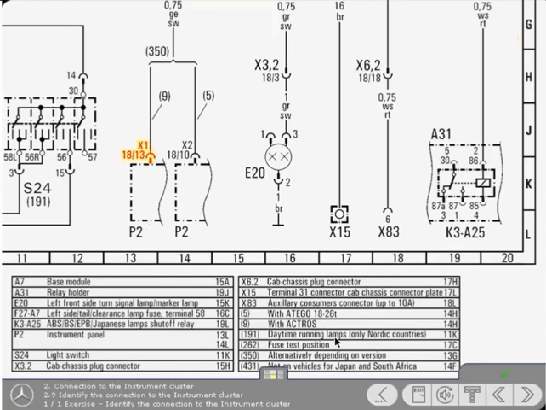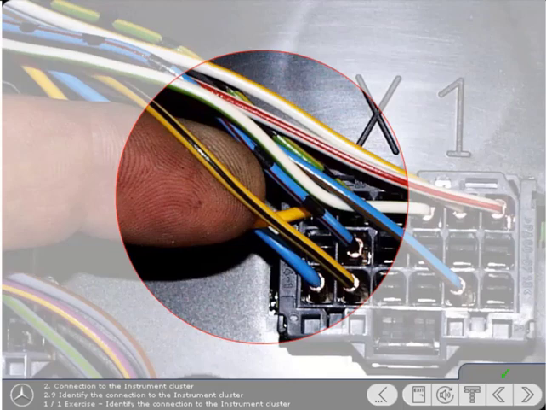Yes, that's correct. Similar to the identification of other connectors on the vehicle, X1 18/3 means that the connector block is designation X1, it has 18 chambers, and the cable is in chamber 13.